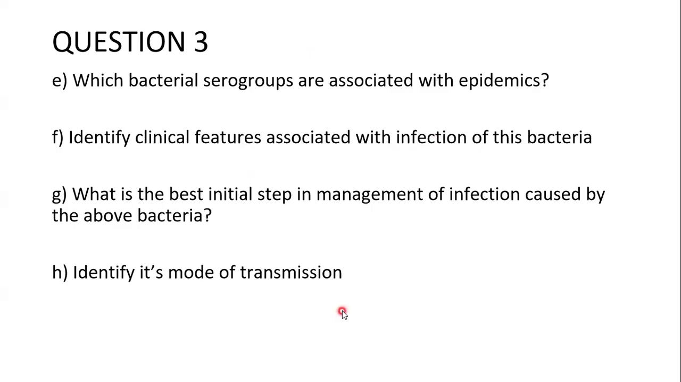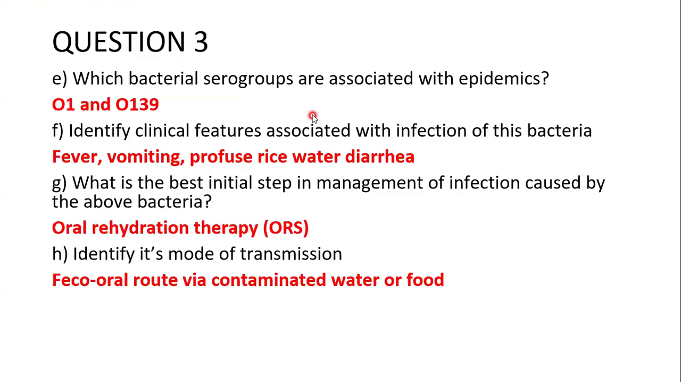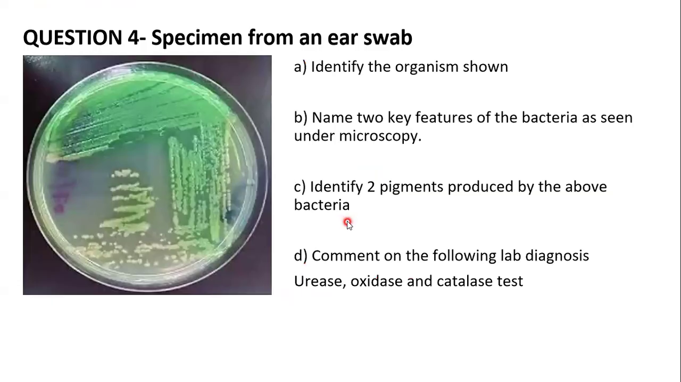Then mode of transmission. How do you transmit cholera? It's fecal-oral. Very good. So yeah, that was an easy slide. O1, O139, fever, vomiting, profuse rice water diarrhea, oral rehydration therapy, fecal-oral route via contaminated water or food. Okay.